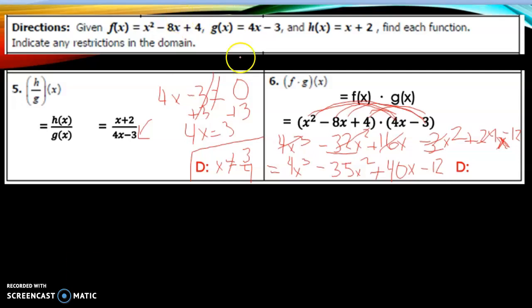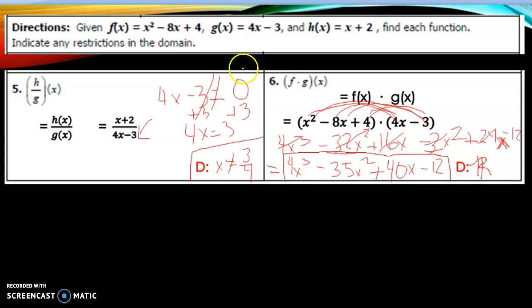Alrighty, so we finished off on number 6, and we listed the answer as 4x cubed minus 35x squared plus 40x minus 12. Again, that's after we combined like terms. So the domain, since we're multiplying, we do not have a denominator. We don't have any special cases where potentially something's being divided by 0. Now, an answer can equal 0, totally fine, but we can't have a denominator of 0. So because of that, the domain is actually all real numbers, nothing special to it.